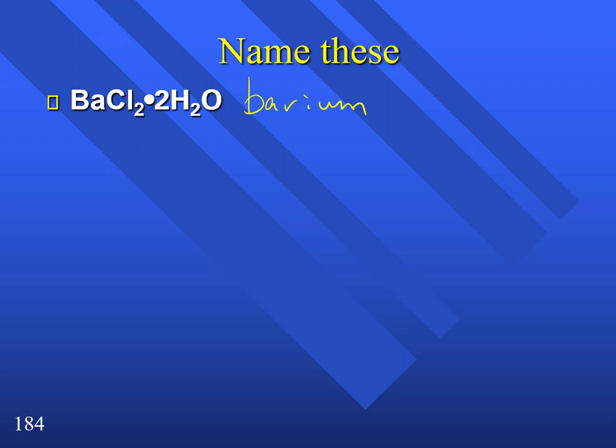And then Cl2 is chloride, not dichloride, because it's ionic. Ionic compounds don't get prefixes. It's easy to figure out there's got to be 2 chlorines because Ba is always 2 plus. Then we have to say 2 waters. Dihydrate. Really complicated? Nope. Pretty straightforward. I like the simple systems that are just, okay, I've got barium chloride and 2 waters.